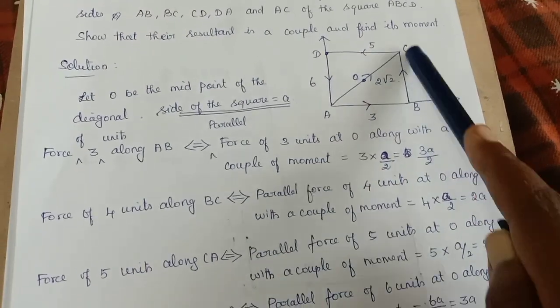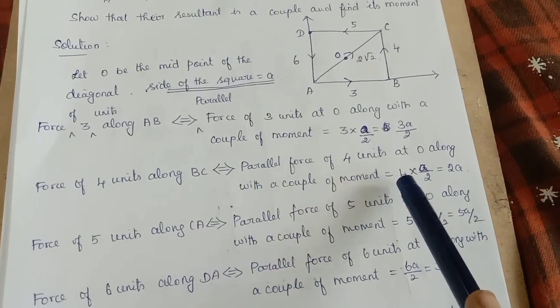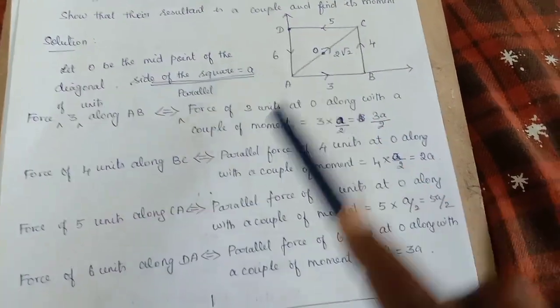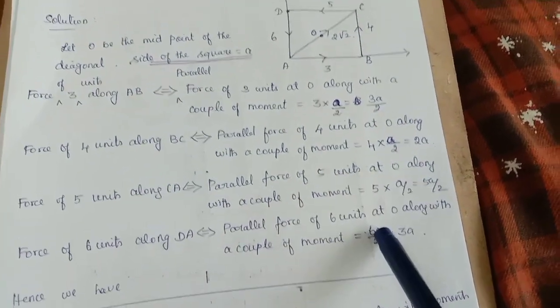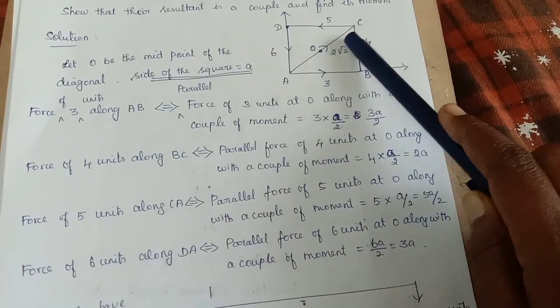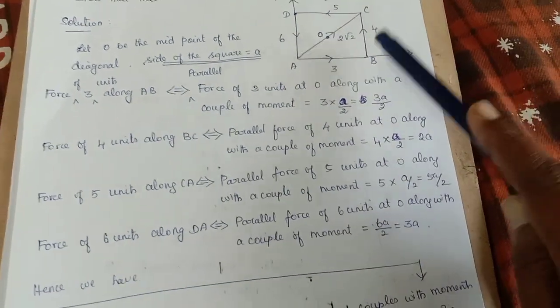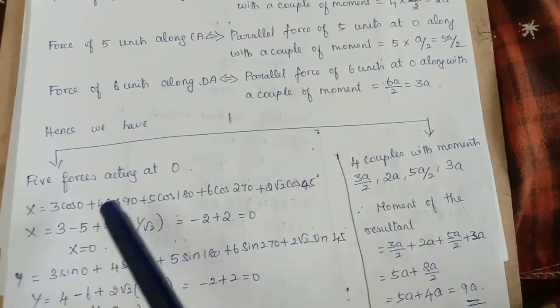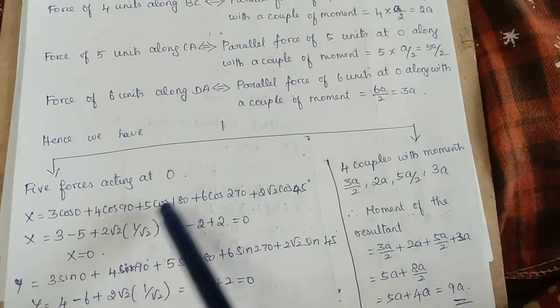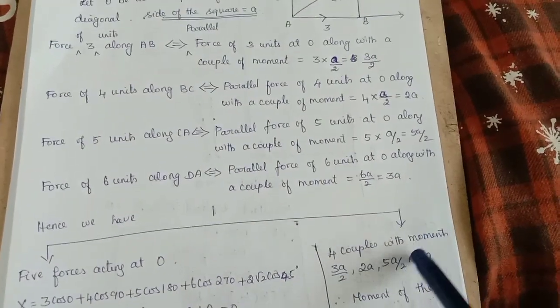And similarly, this force is equivalent to another force whose moment is equal to 4A by 2, equal to 2A. And similarly, this force and this force. So for all the forces I have written. Then what about this force? This force is already acting at O, no? So no need to do anything with this diagonal force, right? So finally at the point O, I am having 5 forces, 3, 4, 5, 6 and 2 root 2. Okay, and 4 couples.